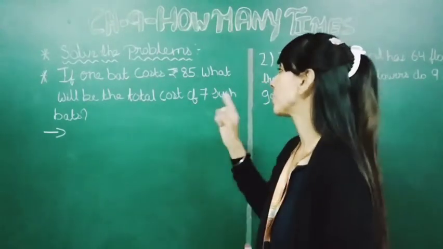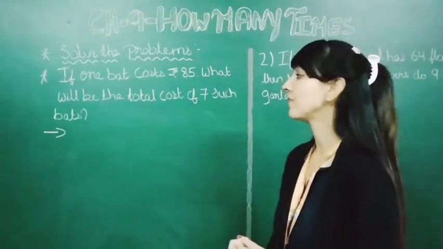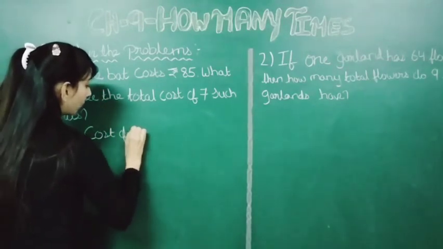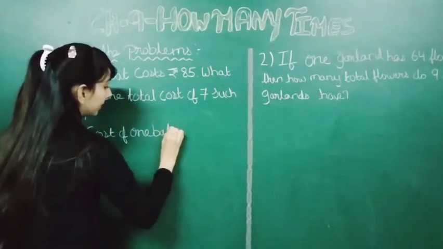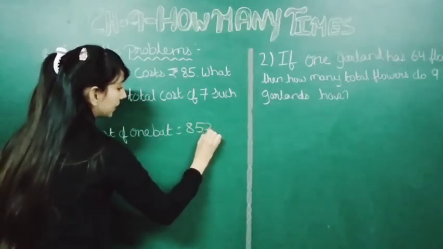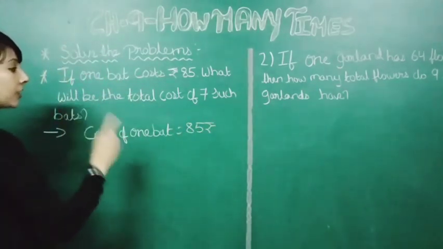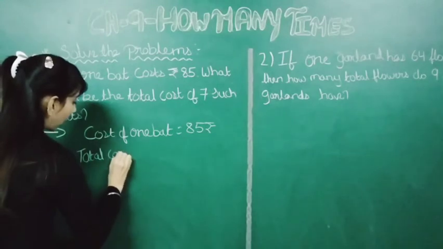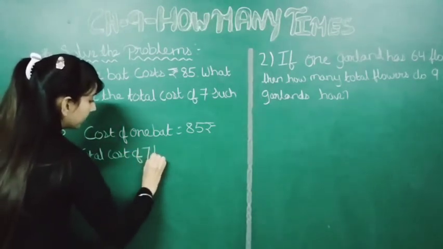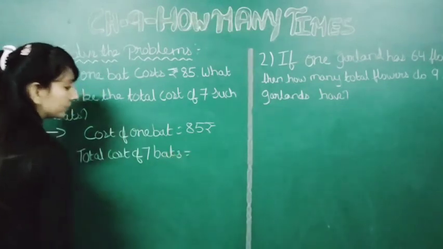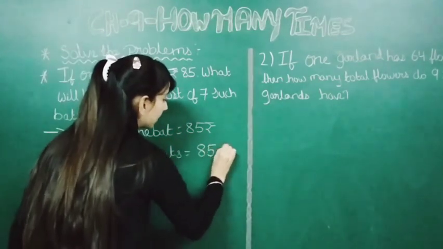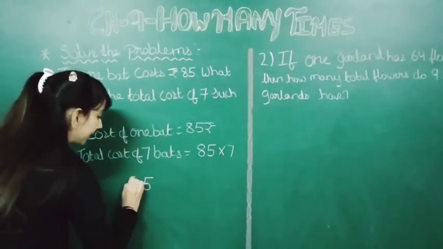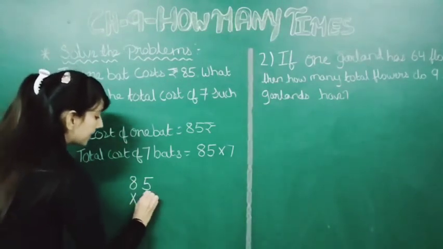If one bed costs rupees 85, what will be the total cost of 7 such beds? First of all, we will write cost of one bed. Okay, that is 85 rupees. Now we have to find out total cost of 7 beds. So what we will do? Yes, 85 into 7. Now how we will write? 5 in ones place and 8 in tens place into 7.